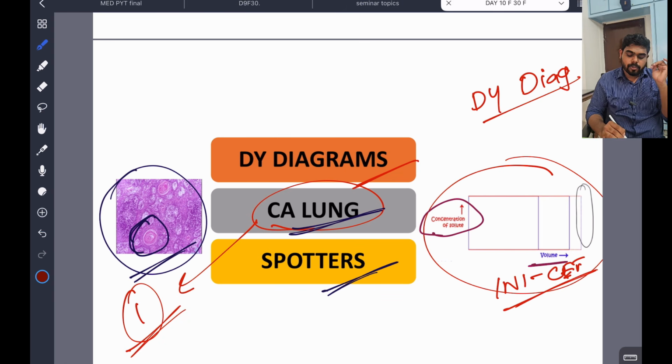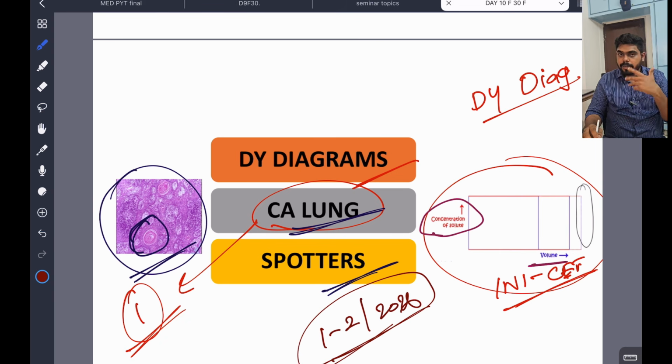I can say 1 or 2 questions can come in this 2026 NEET. I cannot say more than 2-3. Carcinoma lung is a potential question. The DY diagram may come or may not come. If it comes, you have to score it because no one explained more than this. I explained it in the maximum, best way. Please watch it again and understand. And spotters also, they can ask one question. Definitely they can ask, and that theory is also important.